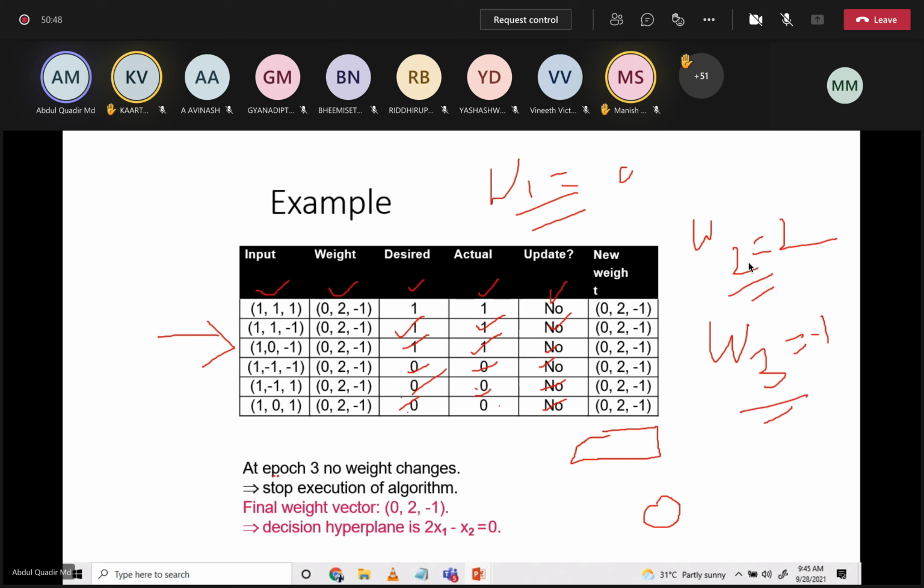So at iteration 3, no weight change is required. So stop the execution of the algorithm. So the final weights are 0, 2 and -1.